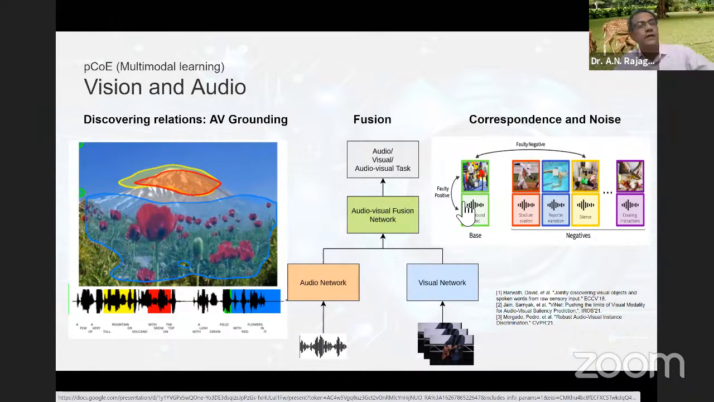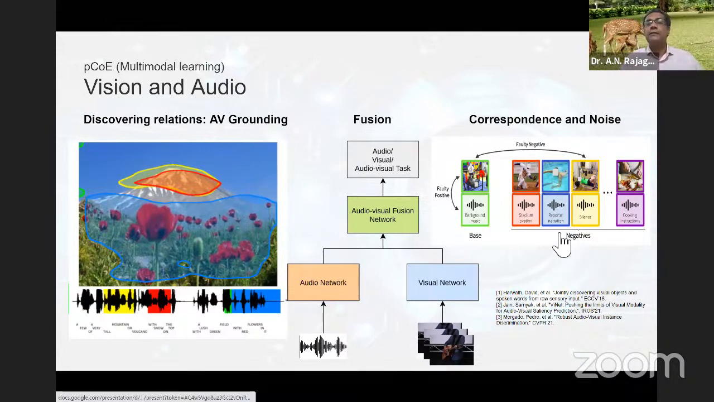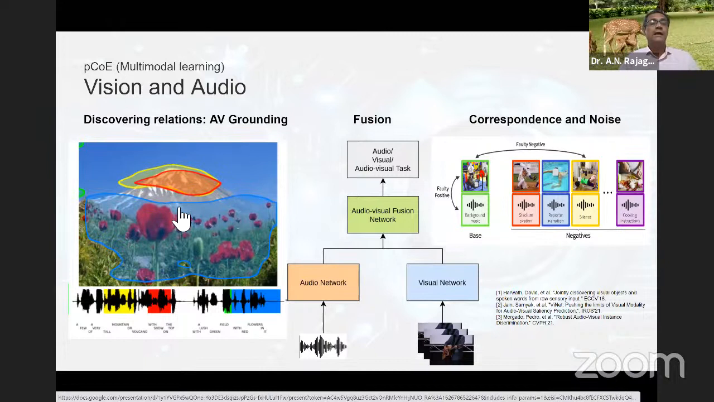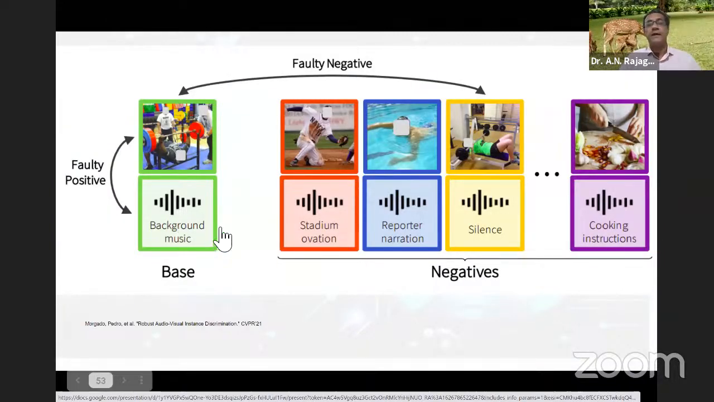But then, it's not true that all is hunky-dory. Many of these labels are very weak, or many of these labels are noisy. For example, here is a situation where somebody says that here's the right label for weightlifting, and here it's background music, which is actually a faulty positive. Otherwise, what would be a true positive is silence. Now, when you mix up labels like that, which is not in your hand, you don't know which one is correct. In such a case, when you do contrastive learning, this could become a faulty negative for this one, and this background music could be a faulty negative for the other one. So all is not hunky-dory, and we have a long way to go.